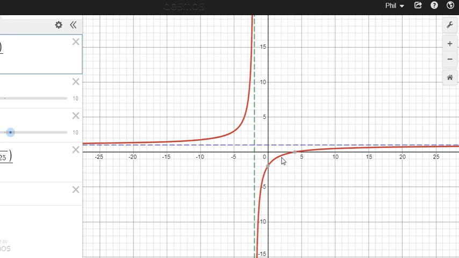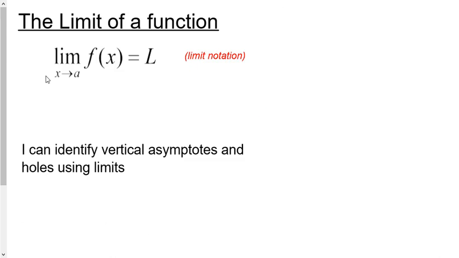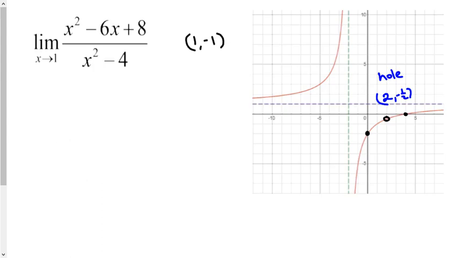So with this in mind, let's get to it. So we're going to use this limit notation to identify our vertical asymptotes and holes today. We're not going to do the horizontal asymptotes so much. We're going to stick with the verticals. Now, as we get started here, the first thing I want to look at is let's figure out a limit.